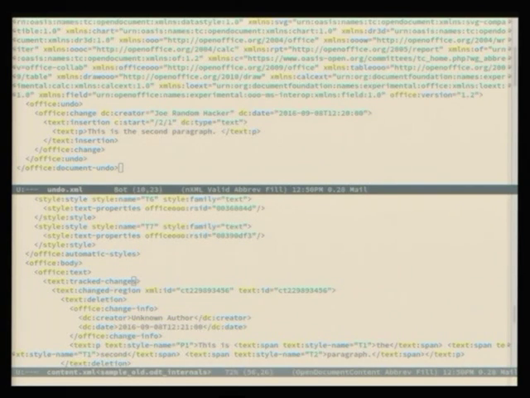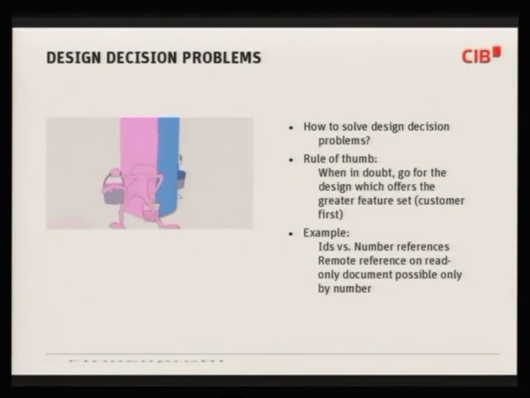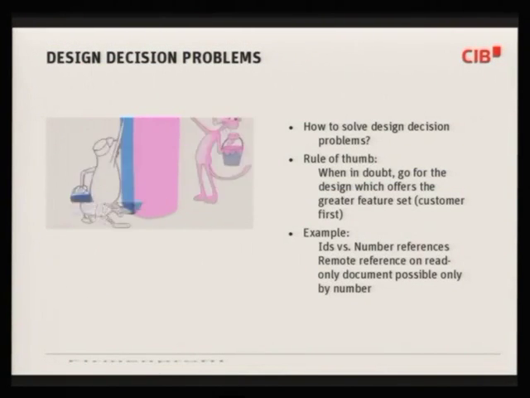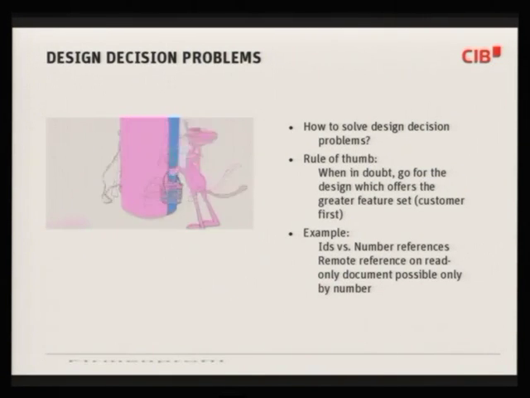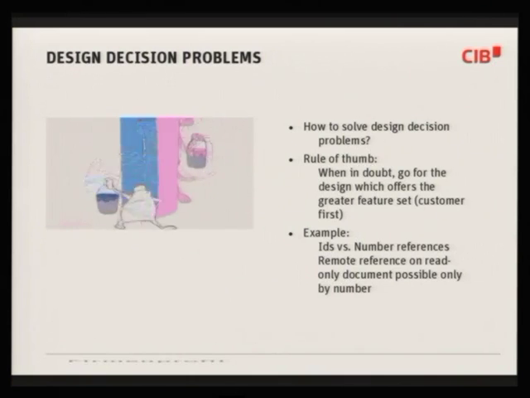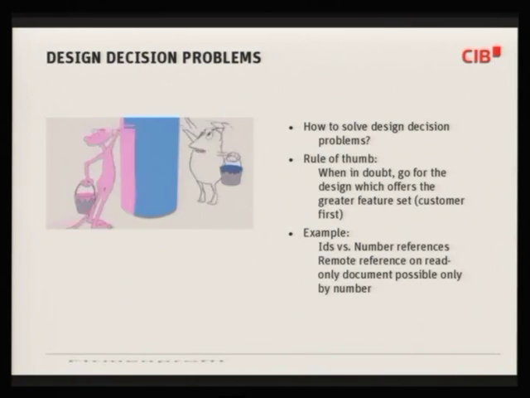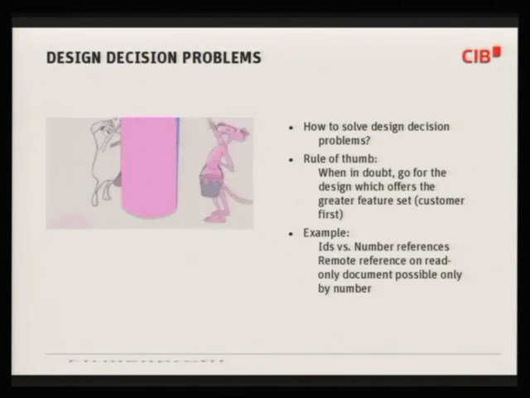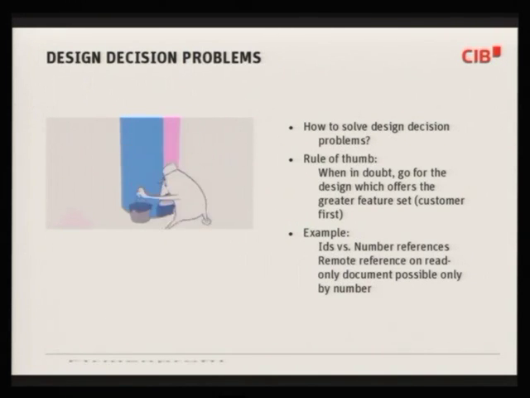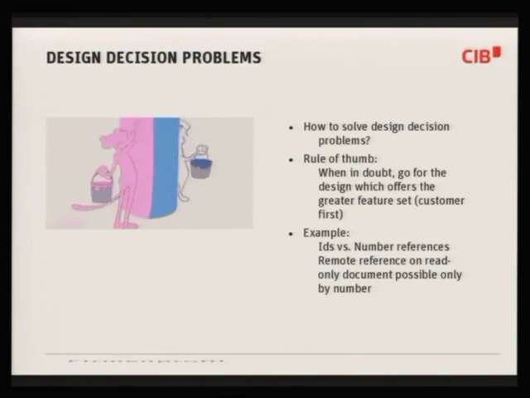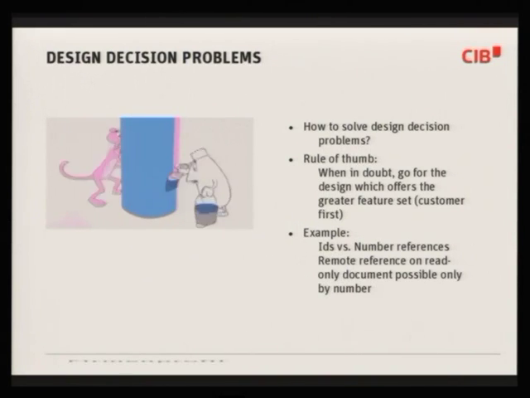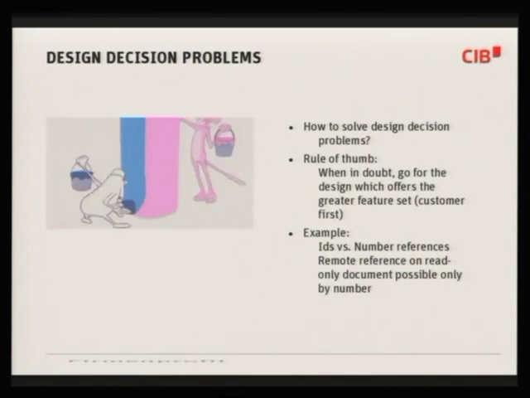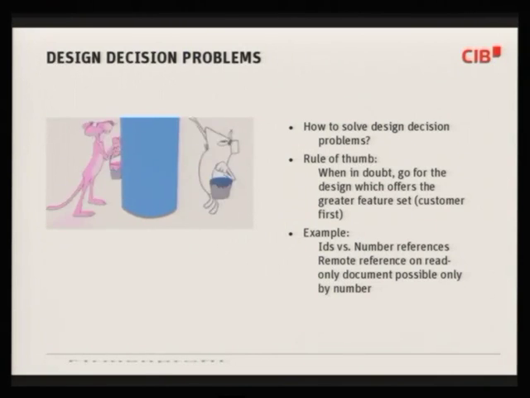Okay. So we are at decision-making problems. When you work in a team, there are a lot of people with different opinions, and sometimes the opinions are just based on personal taste, right? Like the Pink Panther with blue and yellow, and it goes around and around. But the thing is, how do we make a decision based on these advantages? The rule of thumb is the more feature set we are covering, the more use cases, the better it is, right?